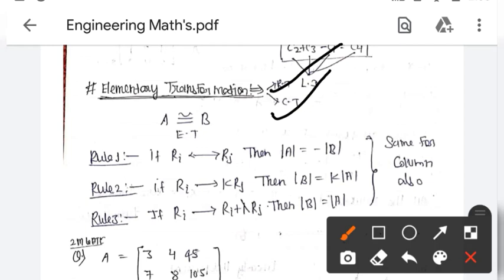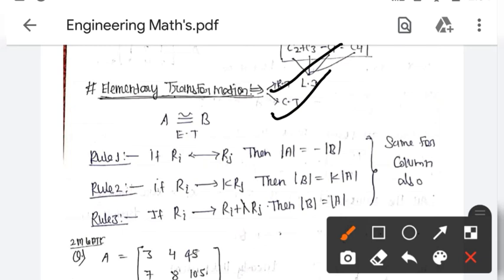For that, here comes elementary transformation, through which we can make a complicated matrix into the simplest matrix, through which we can easily find whether the given matrix has any dependency or independency, or just find the determinant alone. Okay, so there are some rules for the elementary transformation.